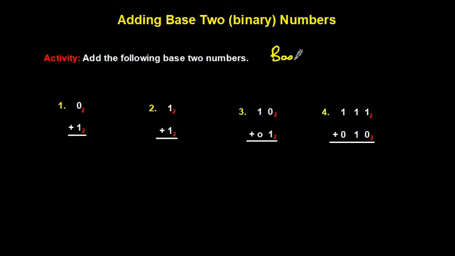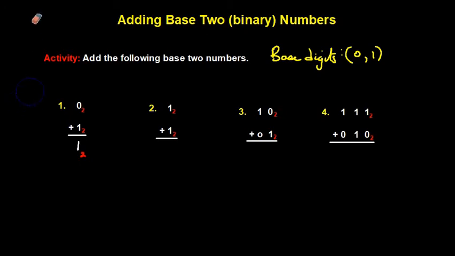So base 2 digits are 0 and 1. Remember that 2 is not included in the base 2 digits. 0 and 1. So let's add this now. 0 plus 1 gives us 1. Is 1 included in the base 2 system? Yes, 1 is included, so we can put 1 right here, and that's 1 base 2. Put back your subscript so they can know that you're still in base 2.